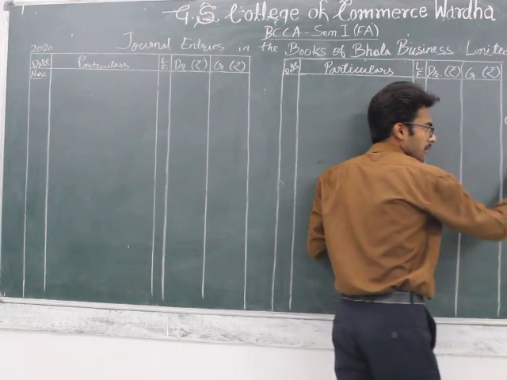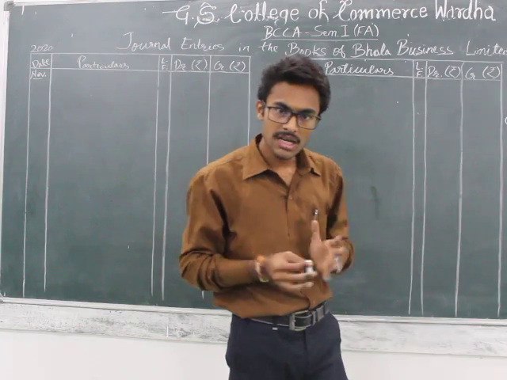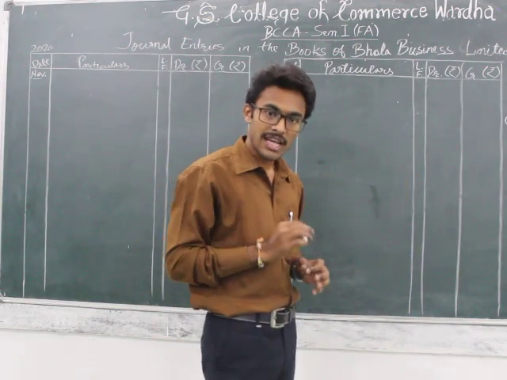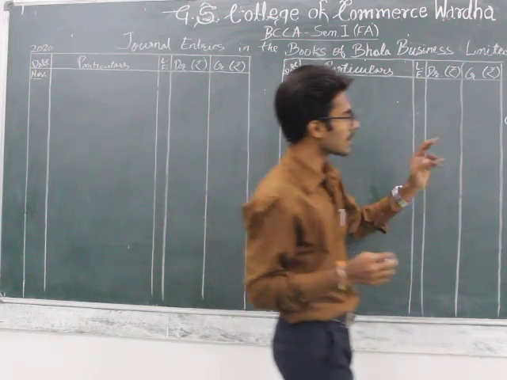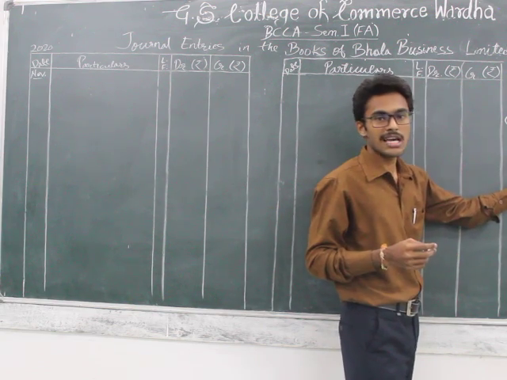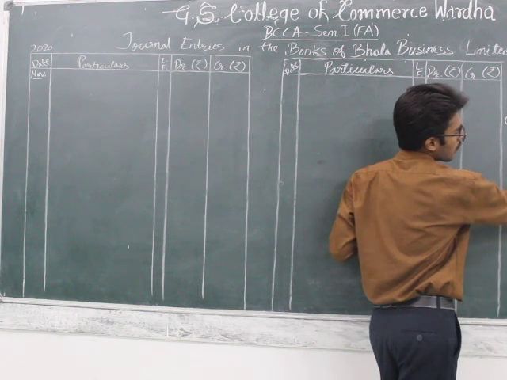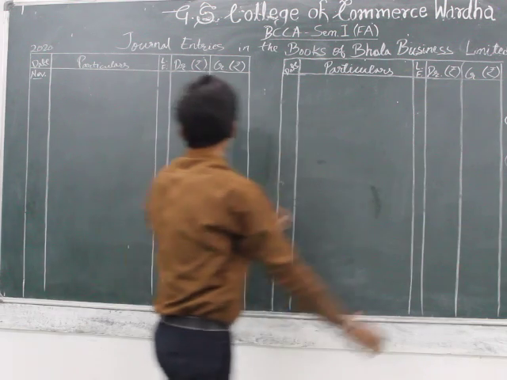And capital means Bhola. Is Bhola giver or receiver? Bhola's personal account, and Bhola is giver. Bhola is providing rupees 10,000 to Bhola Business Limited. So capital account means Bhola's account, and Bhola is giver here. That means this should be credited. Capital account will be credited. So what will be the entry?